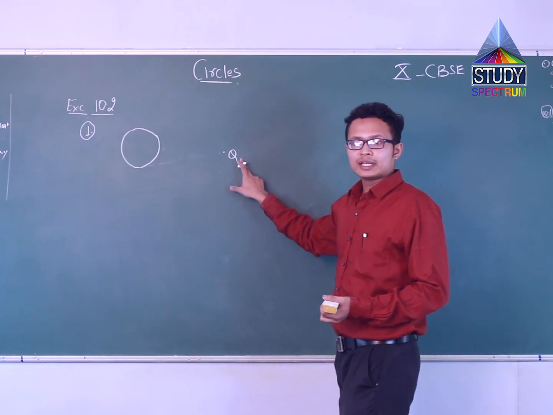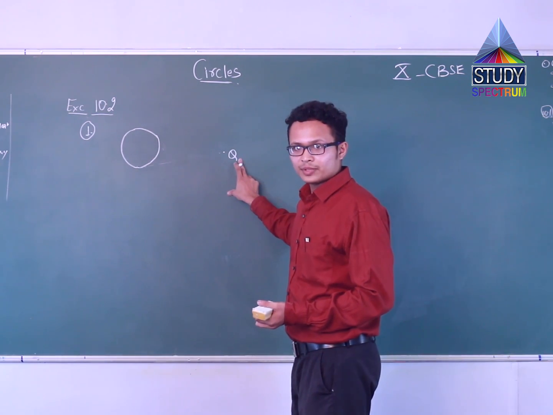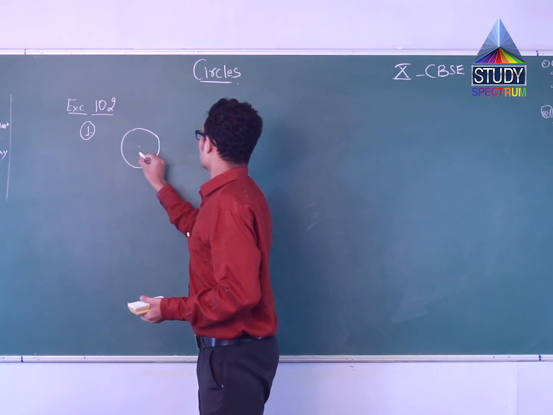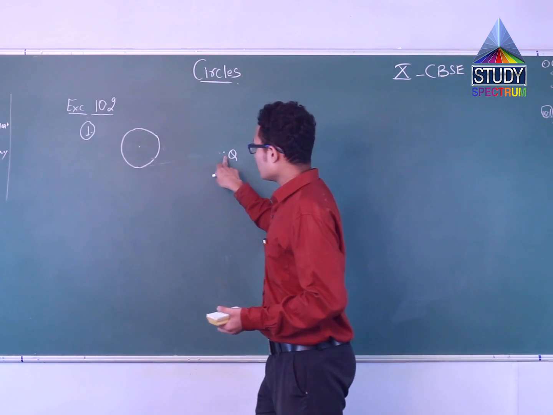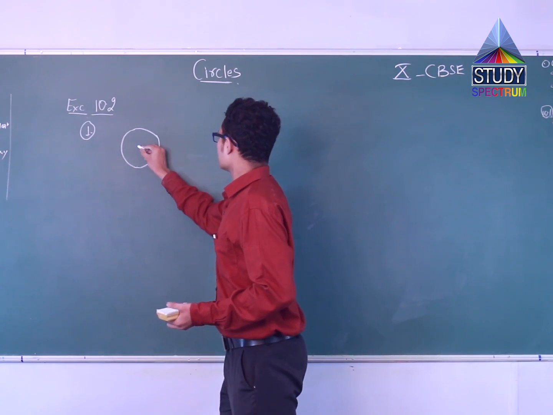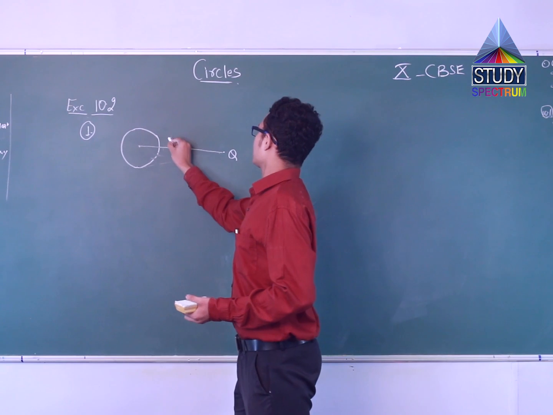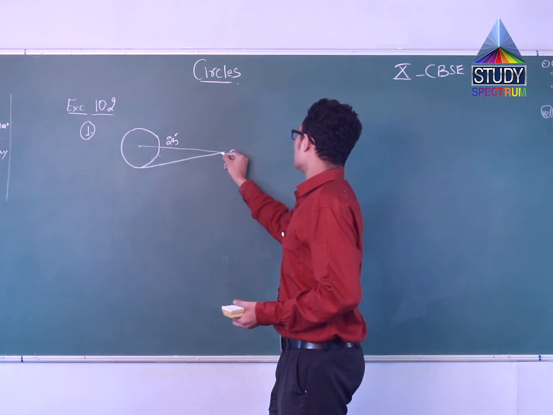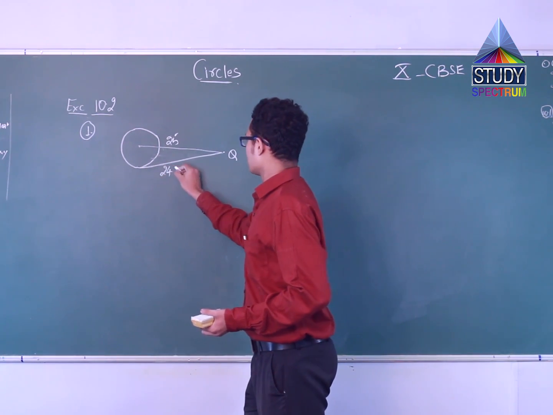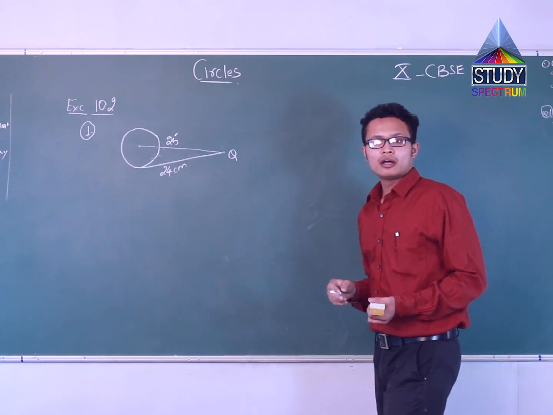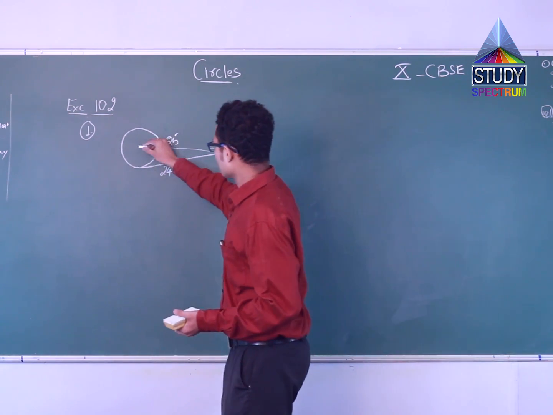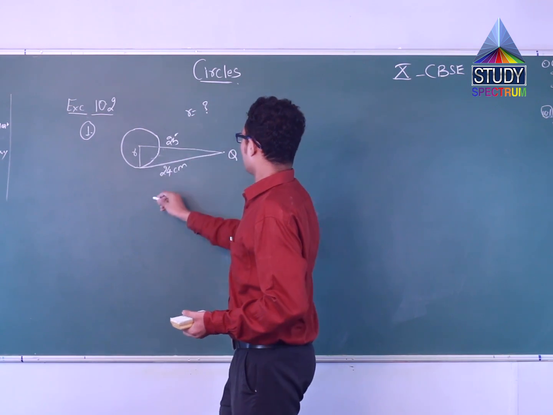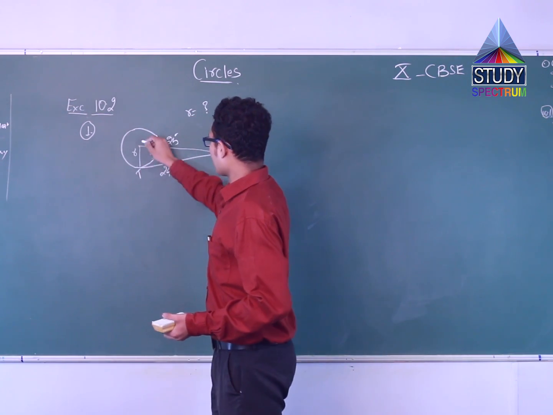From a point Q, the length of the tangent to the circle is given as 24 centimeters, and distance of Q from the center is 25 centimeters. Now you have to find out the radius of the circle. Radius R is the question mark. Let me indicate this point by T and this point by O.